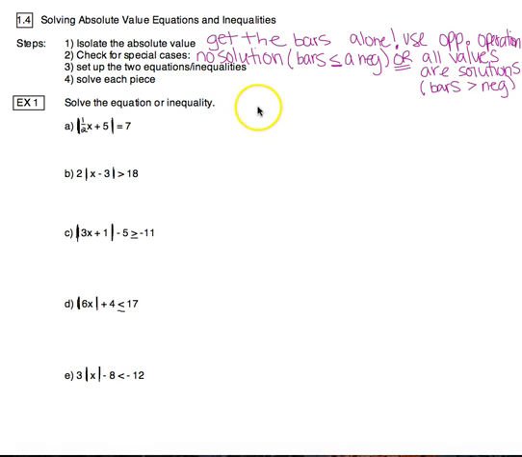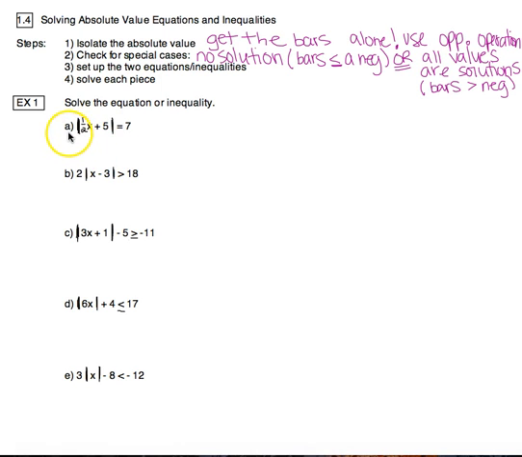Then we're going to set up the two equations or inequalities. And I've got plenty of examples here so you can review how we set those up with an equal sign, with greater thans, and with less thans. Then you're just going to individually solve each piece.